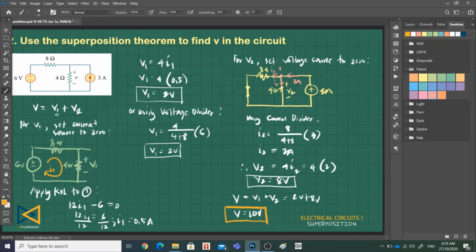Okay, for this case, madali nang gamitin yung ibang methods of analysis. But for discussion purposes, makita nyo paano i-apply yung superposition. Kaya ito yung ginamit. Okay, so our answer for example 2 is 10 volts. Okay?